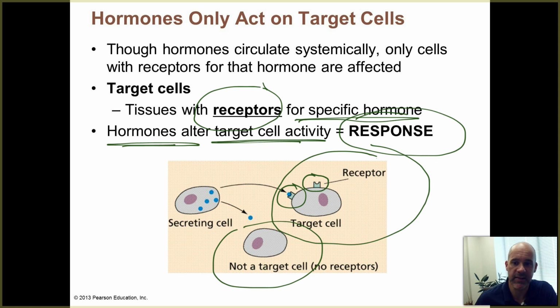So the response could be something like the cell divides when it wasn't dividing before, or it starts producing proteins that it wasn't making before. It might break something down that it wasn't breaking down before. So we'll see many different examples of responses that can be made to various hormones.